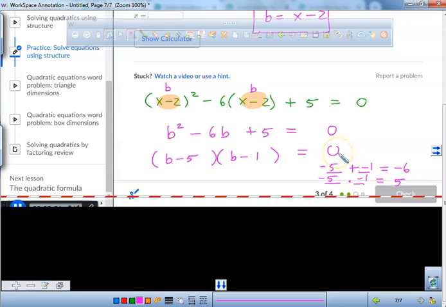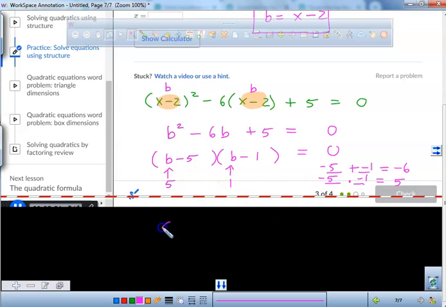Okay? So what could be a number right there? What could be one of the numbers? A 5 and a 1, right? So 1 and 5 could work, but hold on. Listen, we're not done. We're not done.